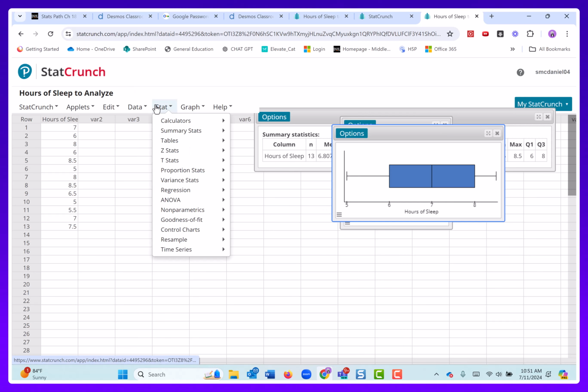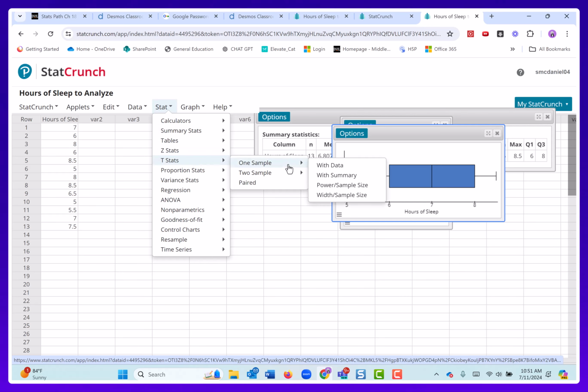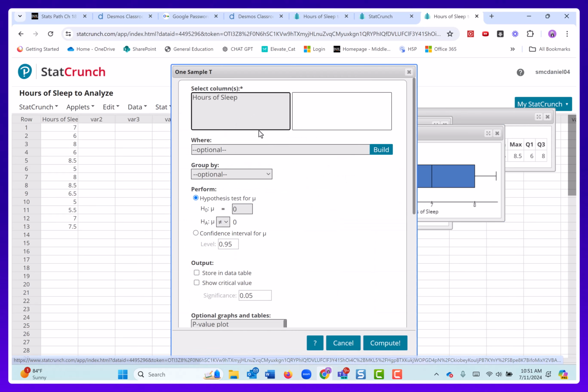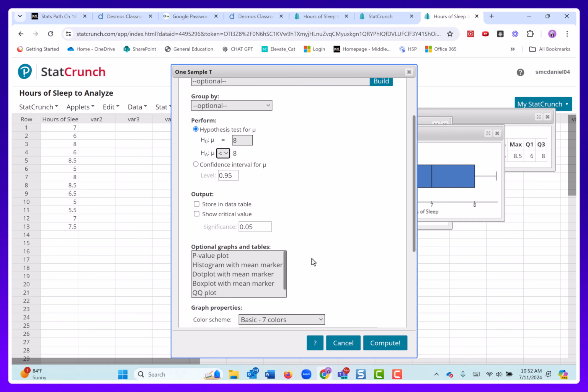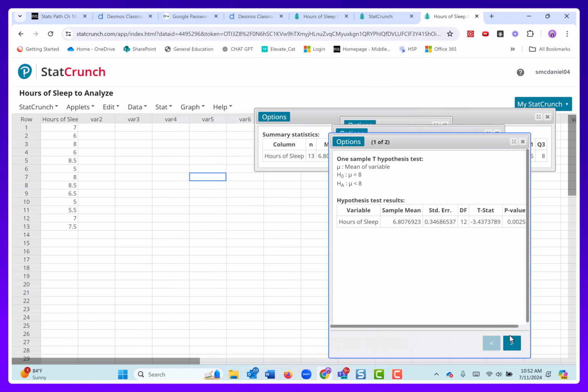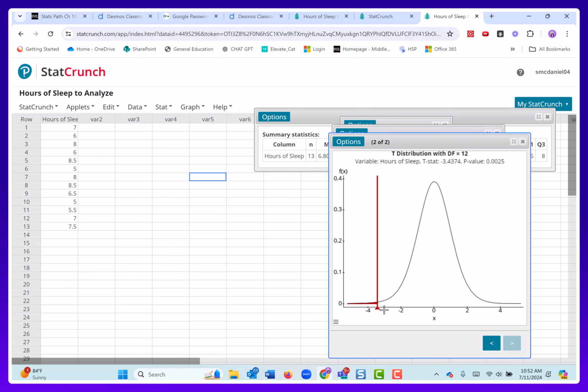So it's going to be stat, t-stat, one sample, and this time we have data. And now I can click on that. And our mean, don't forget to change these, matches up with what we have here on our paper. I'll get a good p-value plot and press compute. Let me look at that p-value plot. We're pretty far off here, right? Pretty far away from 0. So we're more than 3 standard deviations away from the mean. We're going to be rejecting H0. I can already tell, p-value of 0.0025, very low p-value.